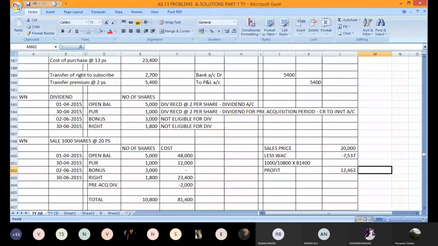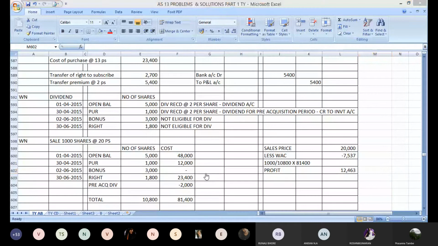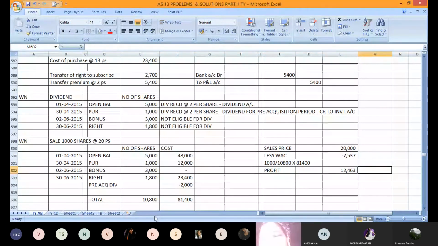All of you have completed the working now? Yes, sir. Okay, so let us discuss the accounting aspects. Accounting is relatively simple. First is the sale. The entry will be bank account debit to investment account 20,000. That will be your first entry. And the second entry will be for transfer of profit, which will be investment account debit to profit and loss account, 12,463. So this is how we will record two entries, to record the sale first and then to record the profit. These are similar to what we have been discussing again and again, right?